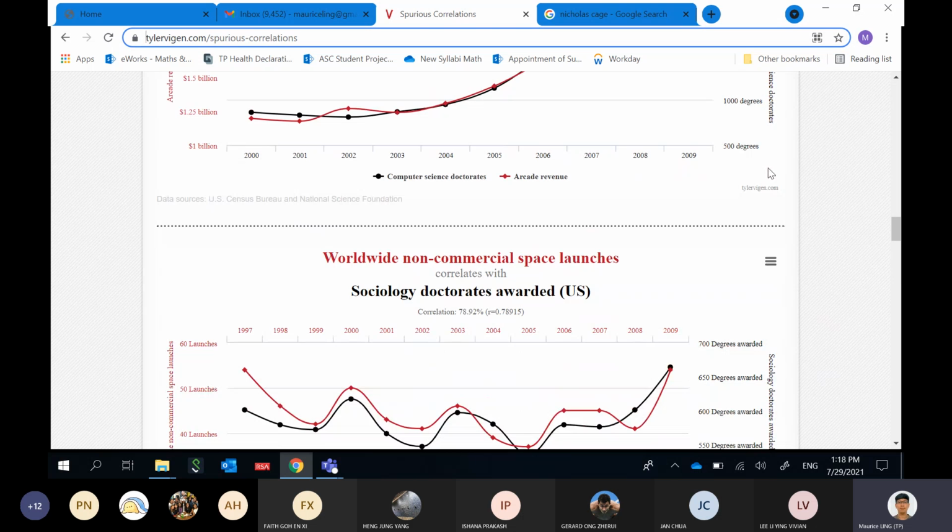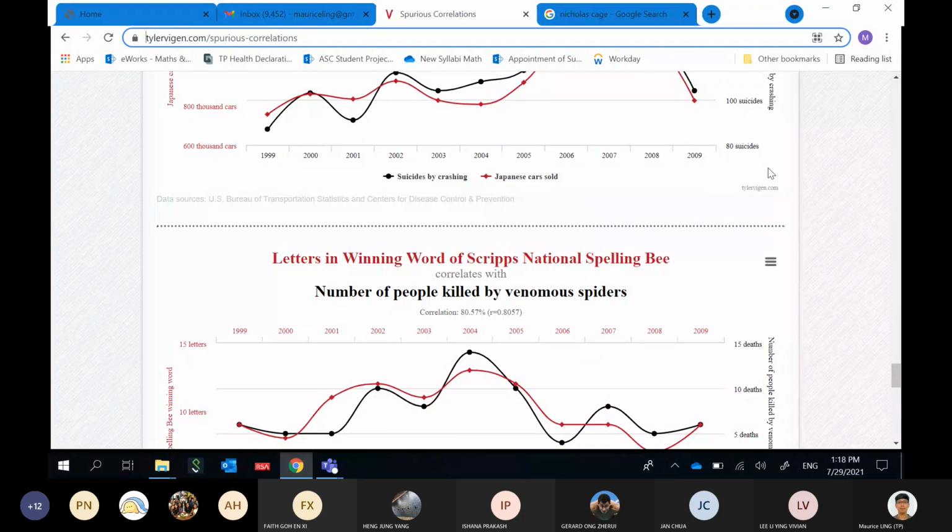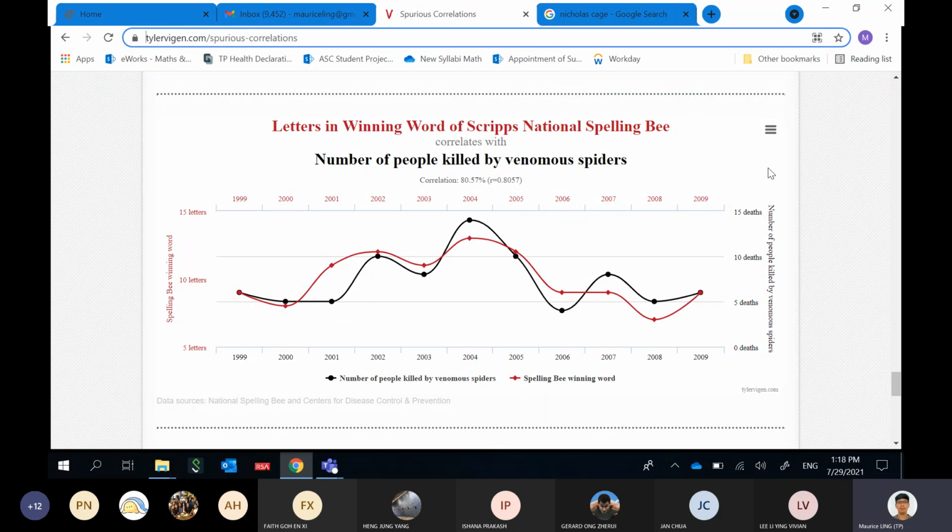Do I still have one more Nicolas Cage? No. This is quite interesting. The number of letters of the winning words in the Scripps spelling bee competition correlates with the number of people killed by spiders. So this is just to tell you that anything can be correlated. It doesn't mean anything. It's only in an experiment that we can show that there is a causation. Very important, correlation doesn't equal causation.